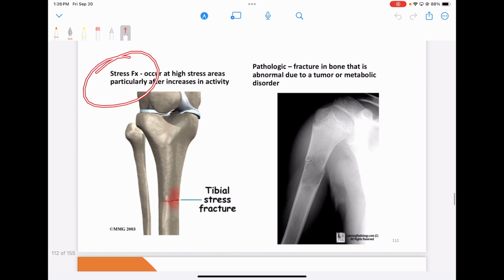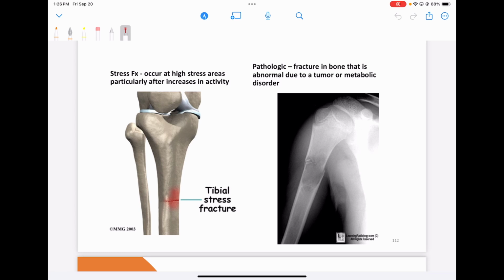Stress fractures, again, are increases in stress of areas in high activity. So you get tibial stress fractures, and you can get stress fractures in your feet from repeated running. Here's a pathological fracture that happened in the humerus.